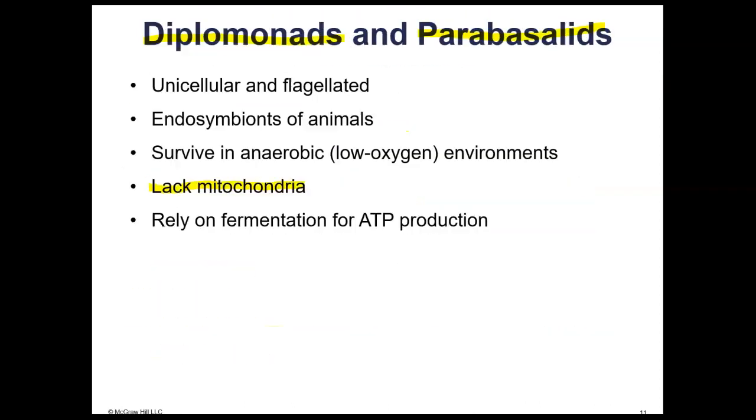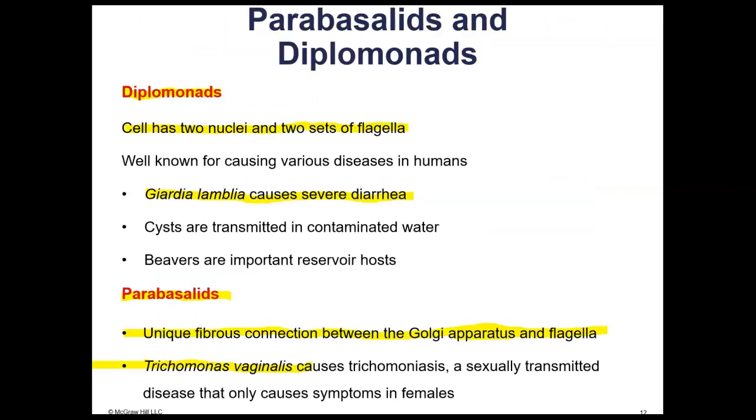What I want to do is go through every example as we come to it. Okay, so our first example that you have to know is Giardia lamblia. Giardia causes severe diarrhea, and Giardia is a diplomonad, which of course is in the supergroup Excavata. Then we have Trichomonas vaginalis, which is a parabasalid, and it is in the supergroup Excavata.